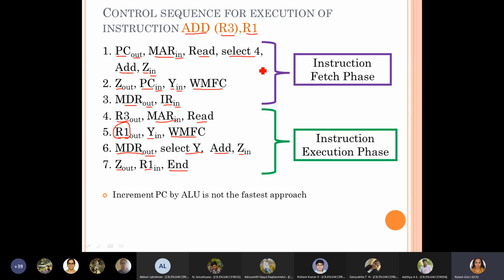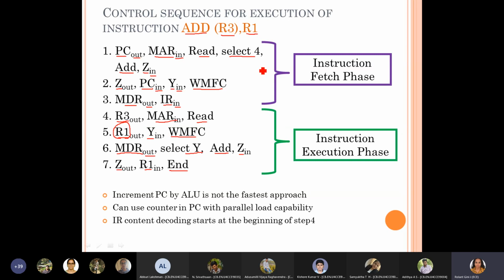And incrementing the program counter through the ALU is not the fastest approach, but here, when you don't have the facility, to make effective use we use the waiting time of the memory instruction read to complete. During that time we use it, but if possible we can use parallel counters in the program counter itself with the parallel load capability. Remaining all I have already told you.